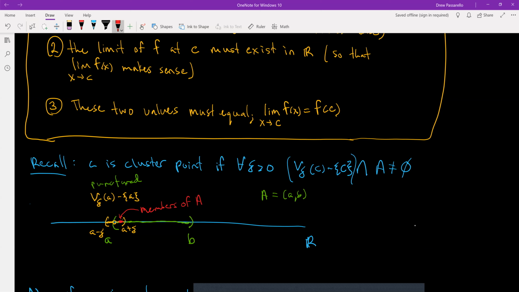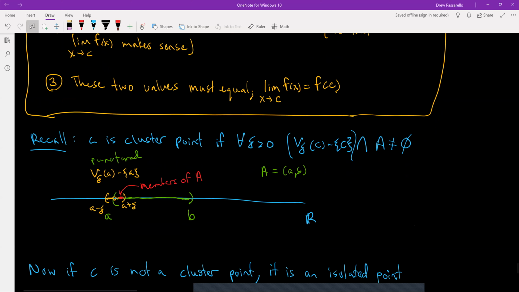So that's for an arbitrary delta punctured neighborhood around that particular endpoint, little a, and that means little a in this case is a cluster point. But yet little a was not actually a part of the set A itself. All right, so the cluster point could be in A or not in A.